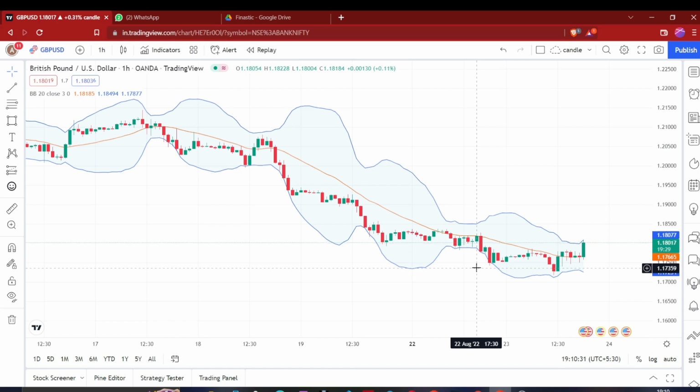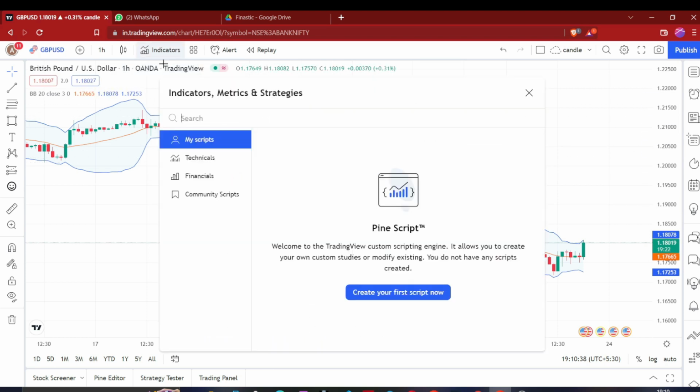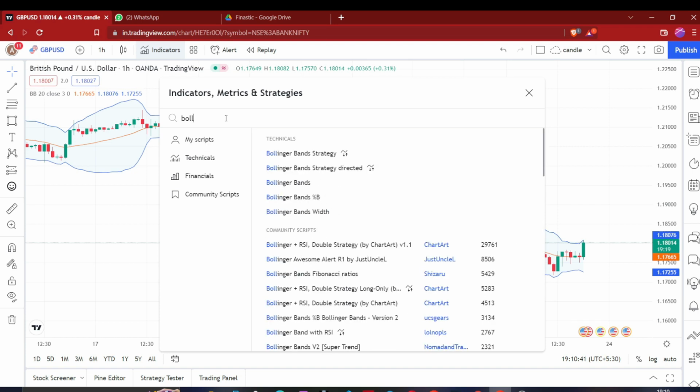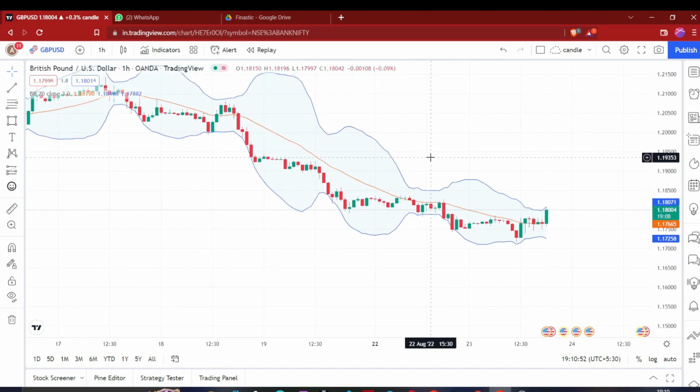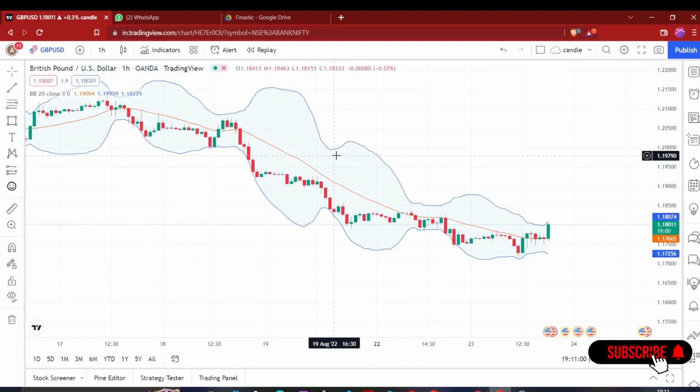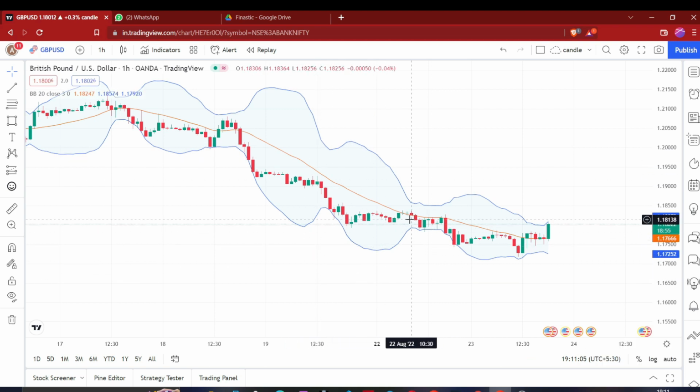So as you can see on the screen, we have the indicator applied. If you don't know how to apply the indicator, all you have to do is go to the indicator section and search for Bollinger Bands. This is the one you want, not this strategy, just Bollinger Bands. When you apply it, this is what it will look like. The Bollinger Band refers to nothing but the bands, the band at the top and the band at the bottom. It is basically a price channel on the chart to represent the volatility range.